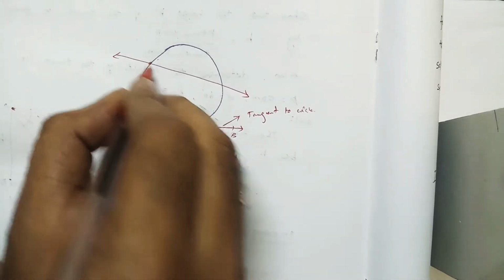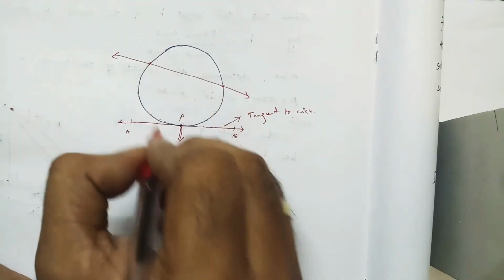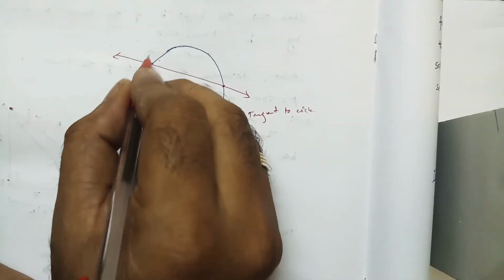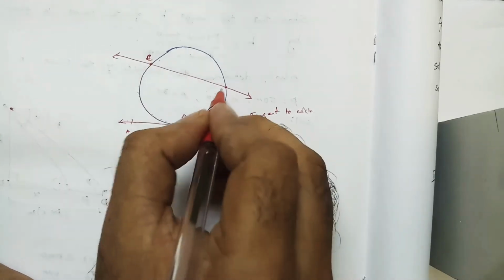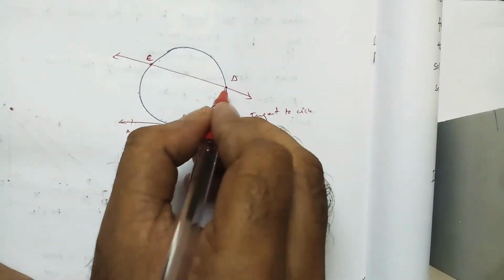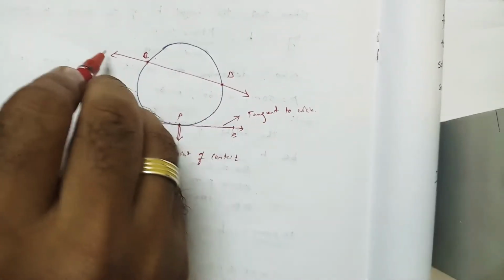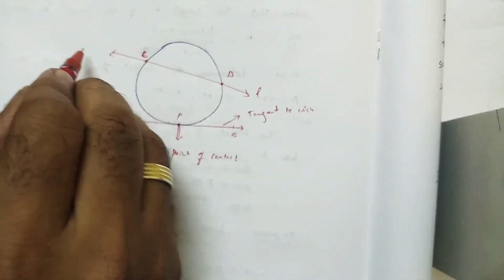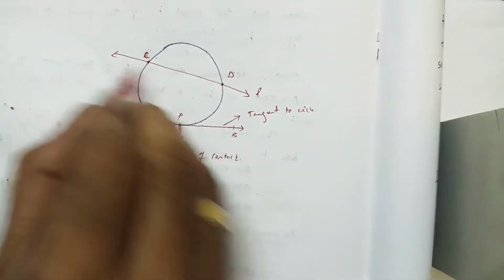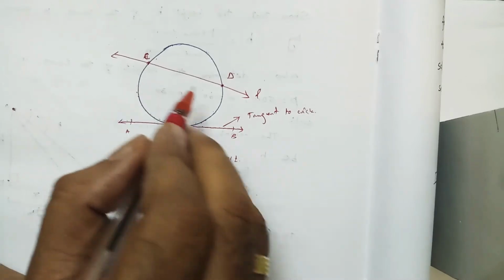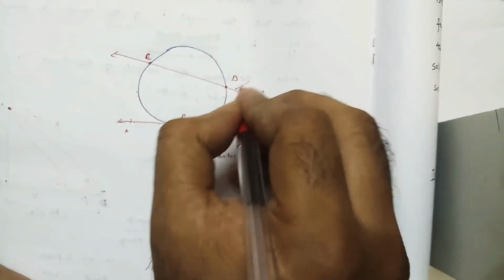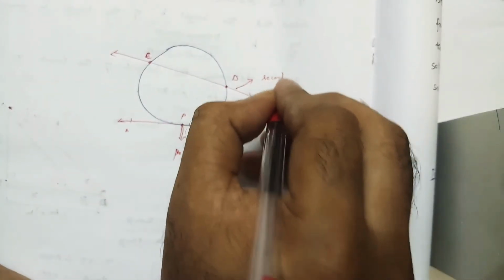Next, if a line intersects a circle at two different points, here this is the circle, and you can name the points C and D. The points C and D are two different points. A line L that intersects a circle at two different points is called a secant of a circle.